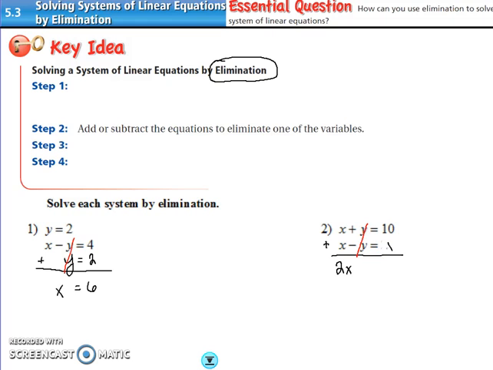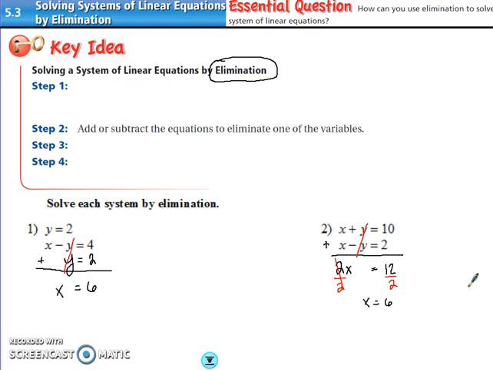But instead of adding x minus y, we know that x minus y is equal to 2, so I can add that 2 to the right-hand side, and I get 10 plus 2, which is 12. And now I can divide both sides by 2 to solve for x. I find that x is equal to 6.